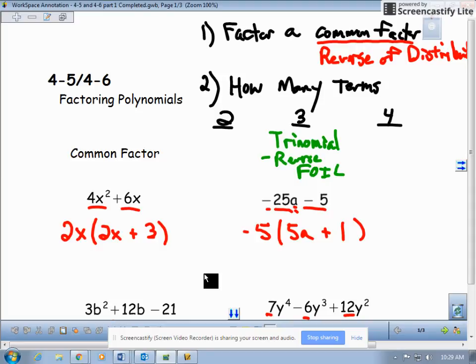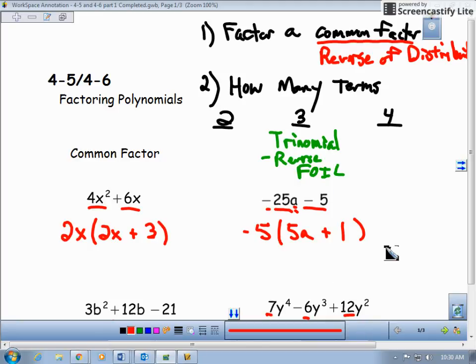Okay, guys, we are going to look at the second part of factoring polynomials we did in 45-46. And we are going to start with four terms today. So listen, we first still want to see if there's a common factor, and then we look at how many terms there are. And when we do four terms, we do factor by what we call grouping.